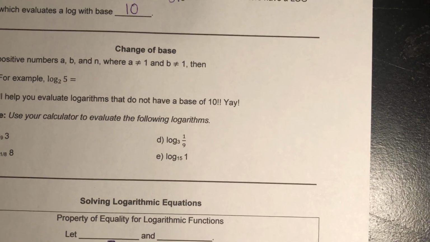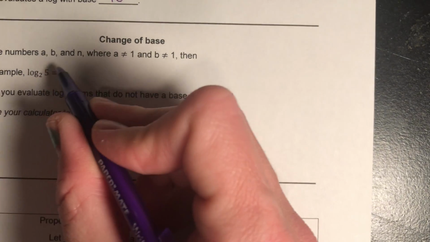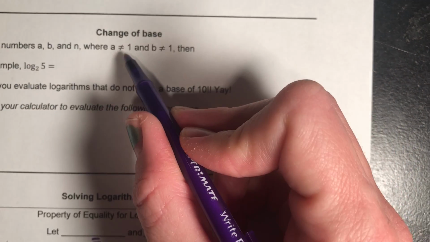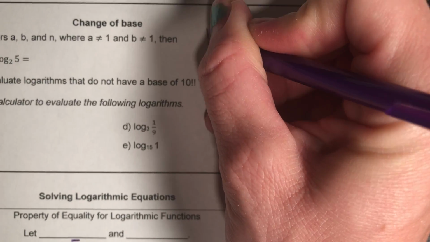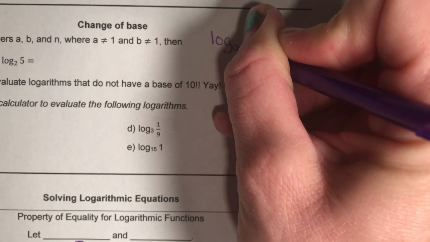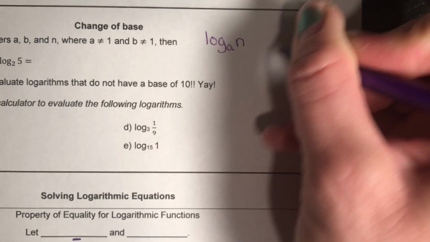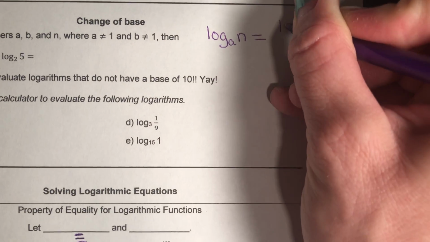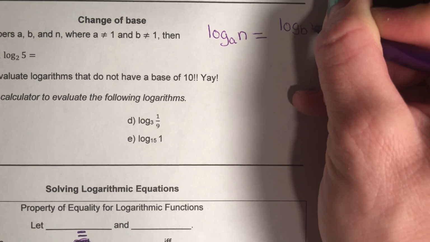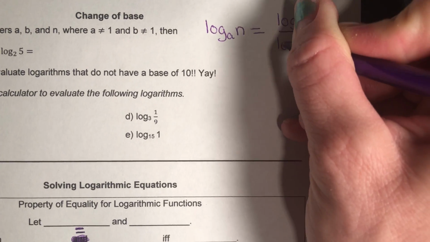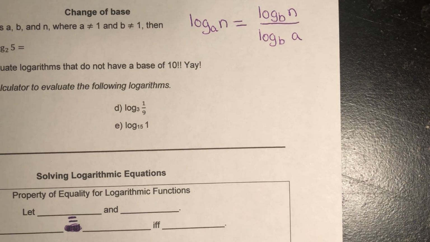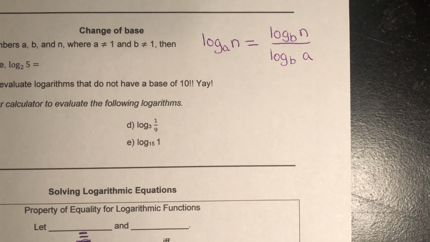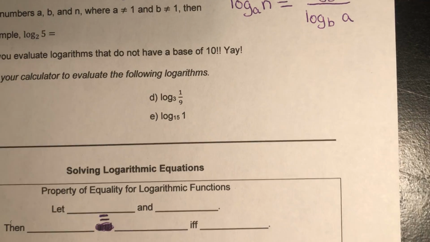Well, when I do that, for all positive numbers a, b, and n, where a does not equal 1 and b does not equal 1, then I have log base a of n is equal to log base b of n divided by log base b of a. This is a fantastic way to find an actual answer.